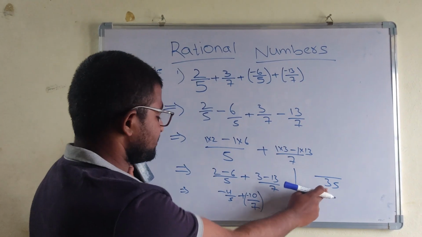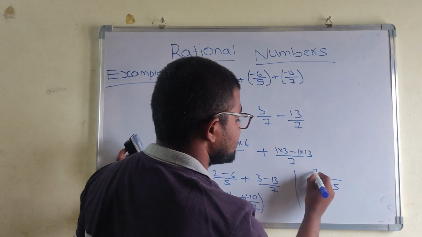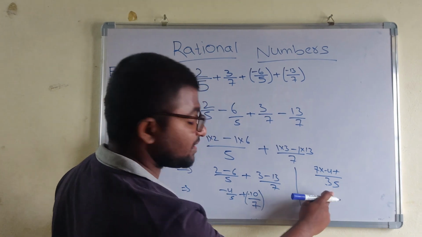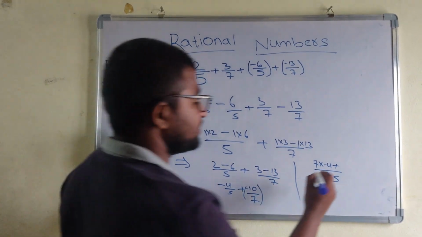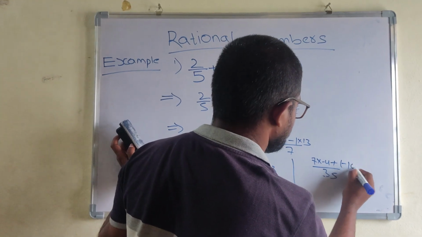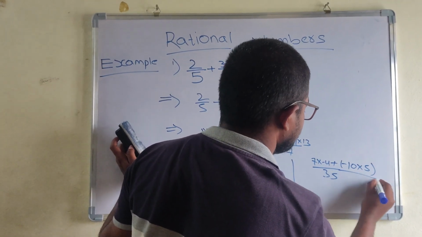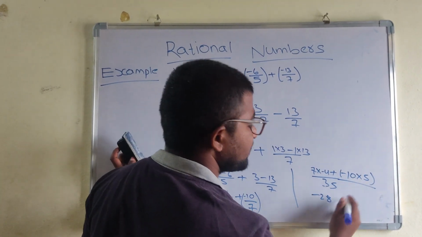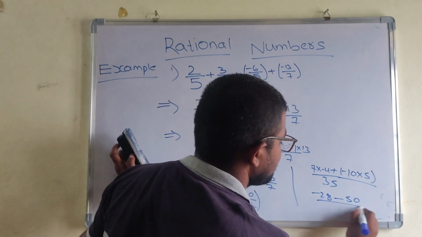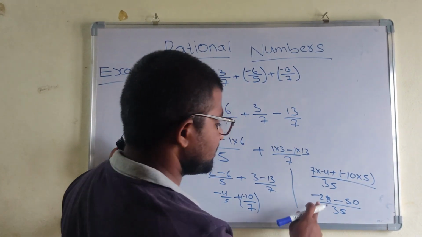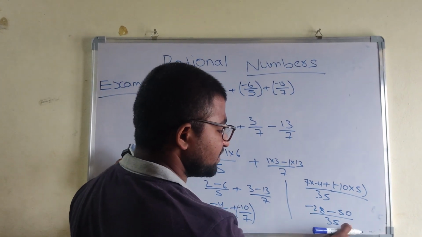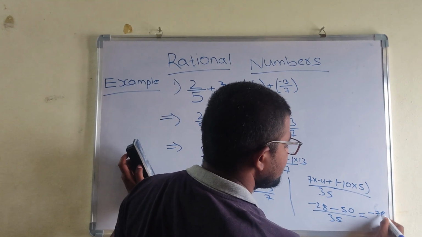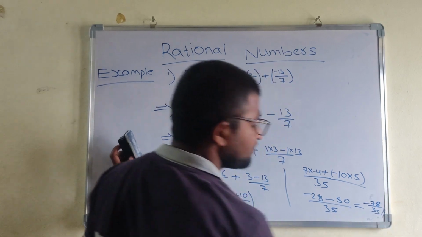5 7s are 35. 7 into minus 4, plus 7 5s are 35, 5 into minus 10. What is 7 4s? 28. That is minus 28. 10 5s are 50, minus 50 by 35. Then minus 28 minus 50 by 35 equals minus 78 by 35. This is the final result.